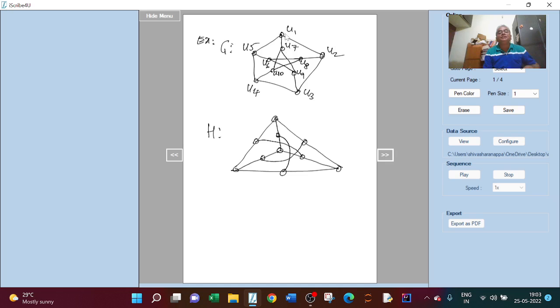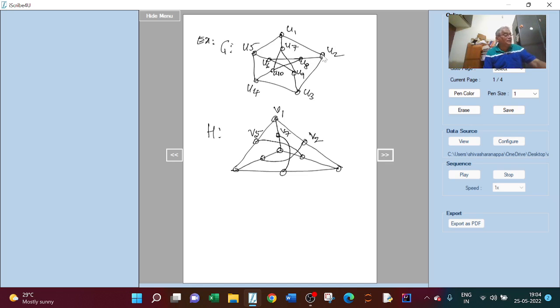So here this is U1. I will take this vertex as the corresponding vertex, that is U1 corresponding to V1. I will label this as V1. And here U1 is adjacent with U2, U7, U5. So therefore I will write this as V2, V7, V5. U1 is adjacent with U2, U5, U7, so V1 is adjacent with V2, V5, V7.